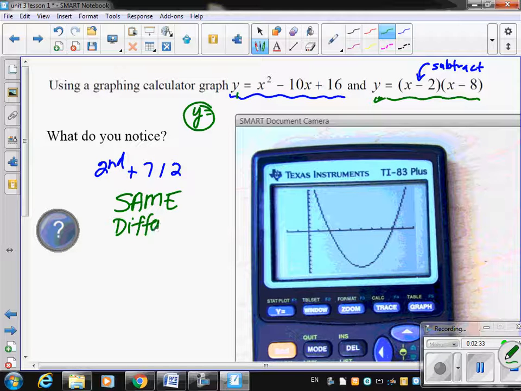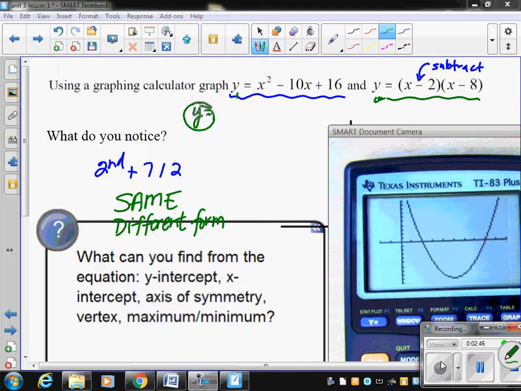So our goal for this unit is to look at quadratics in different forms, because some forms are easier than others to find different things. What can you find from the equation? The y-intercept, the x-intercept, the axis of symmetry, vertex, maximum, and minimum. So let's look at the first equation, y1 equals x squared subtract 10x plus 16. That one will tell you the y-intercept.